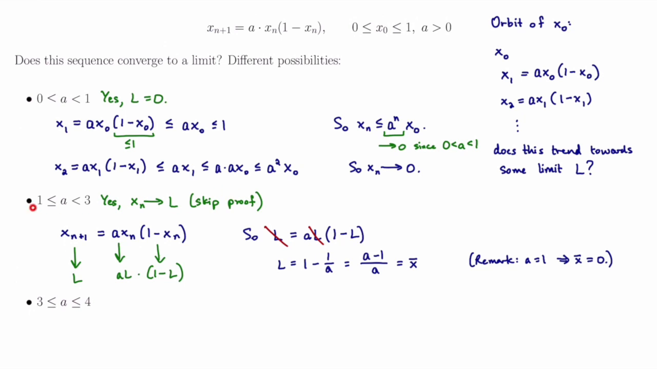Now we didn't do the proof, but we're just assuming here that if we're between 1 and 3, the sequence does converge. The proof we would use to show that breaks down for a greater than or equal to 3. In fact, when we look at the behavior of the sequence for a greater than or equal to 3, we're going to see lots of different types of behavior.